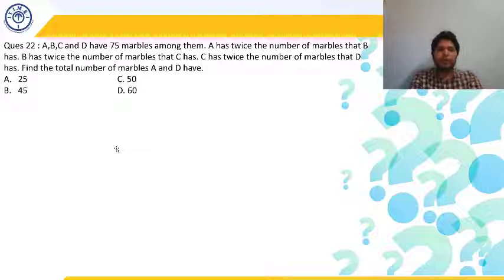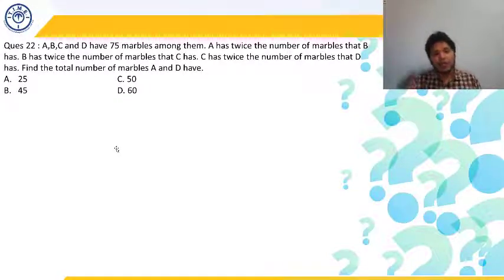Question number 22 says: A, B, C and D have 75 marbles among them. So they have a total of 75 marbles with them. A has twice the number of marbles that B has. So A is having double the marbles that B has. Suppose B has 2 marbles, then A would be having 4 marbles. If B would have 3 marbles, A would be having 6 marbles. So A has twice the number of marbles that B has.